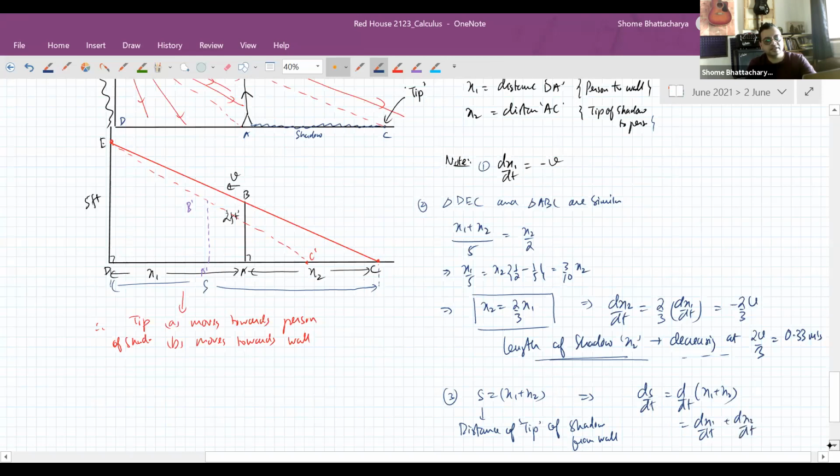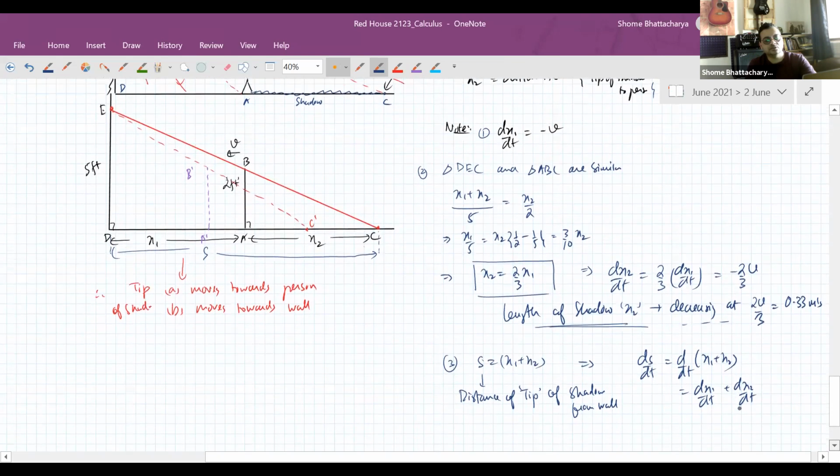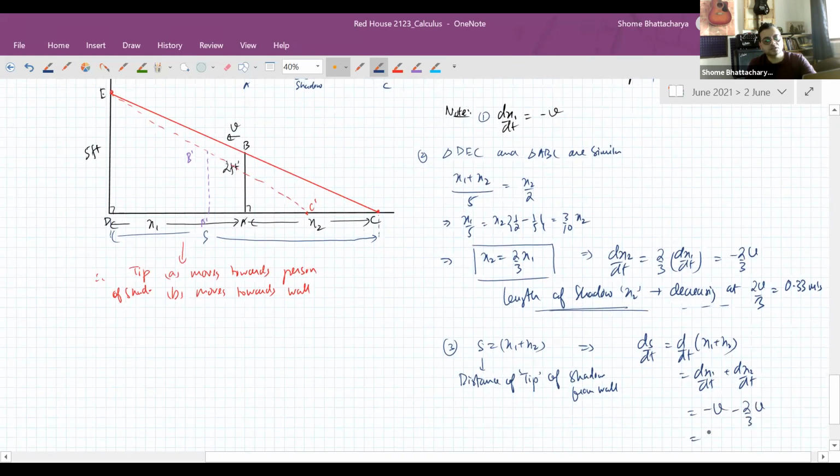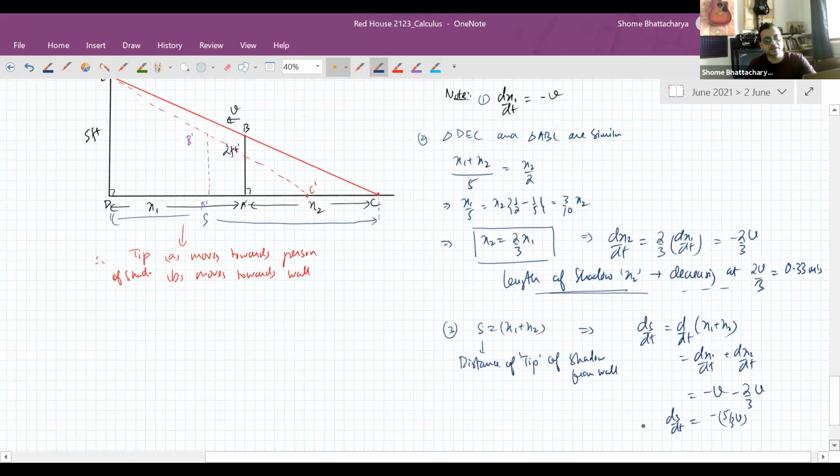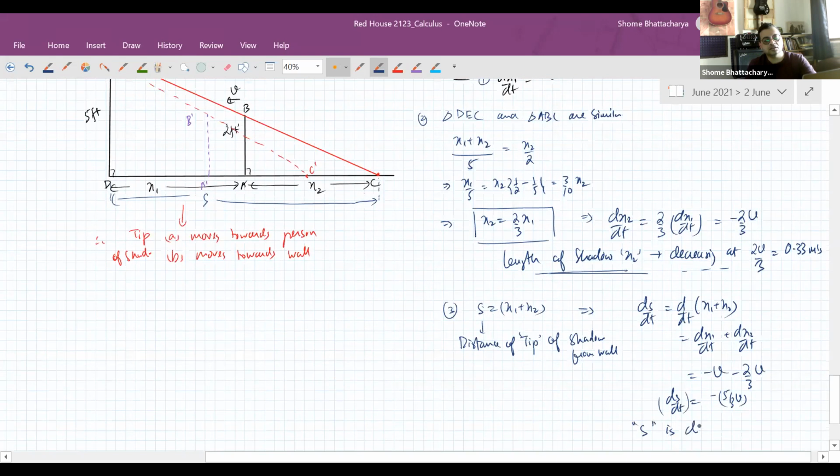So that is going to be dx1 by dt plus dx2 by dt. Now from above we can see that dx1 by dt was minus v and this was minus 2 by 3 v. So this is minus 5 by 3 v. So this is showing you that the distance between the tip of the shadow and the wall is decreasing. So S is decreasing at the rate of 5v by 3, or 2.5 by 3, so that is 0.83 meters per second. So this is like the additional information that we can get.